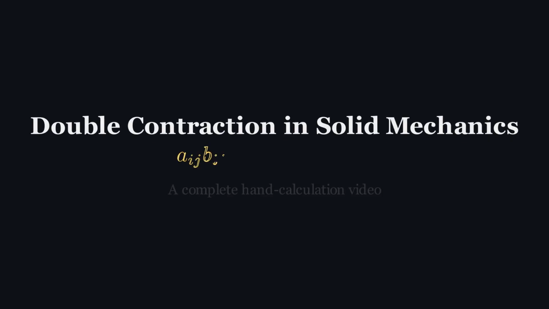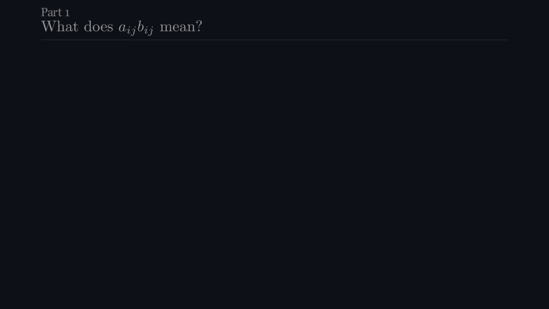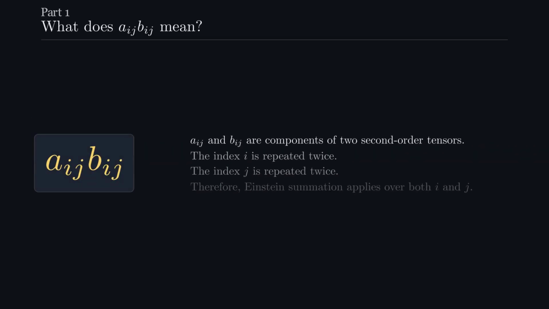In this video, we explain one compact expression in solid mechanics: Aij times Bij. Both indices are repeated, so the expression is a double contraction. We will derive it, expand it, calculate it by hand, and connect it to stress power, the Frobenius norm, and the J2 invariant.